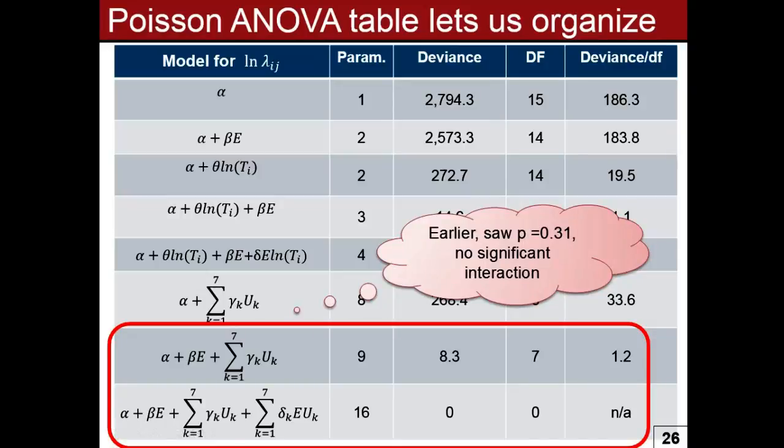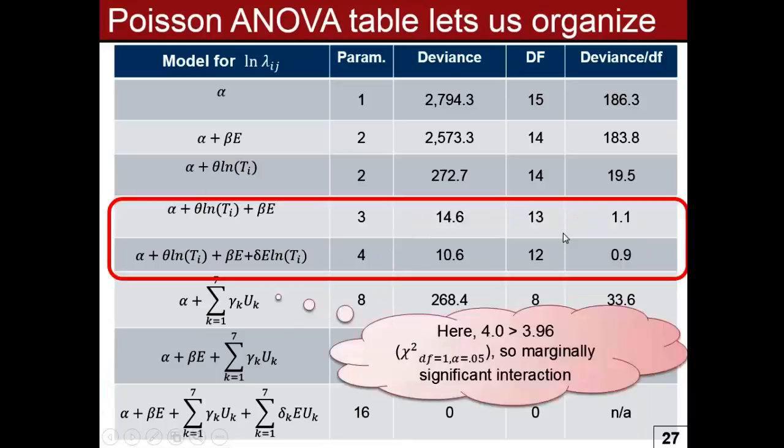So here, we could do a test of interaction for age and city, just by comparing these two rows. This is the model that's just age but with no interaction. This is the interaction model. And you would say, okay, the difference in the deviance is 8.3. The difference in the number of parameters is 7. So it's a 7-degree of freedom test. And you saw there was no significant interaction. That was p equals 0.31.